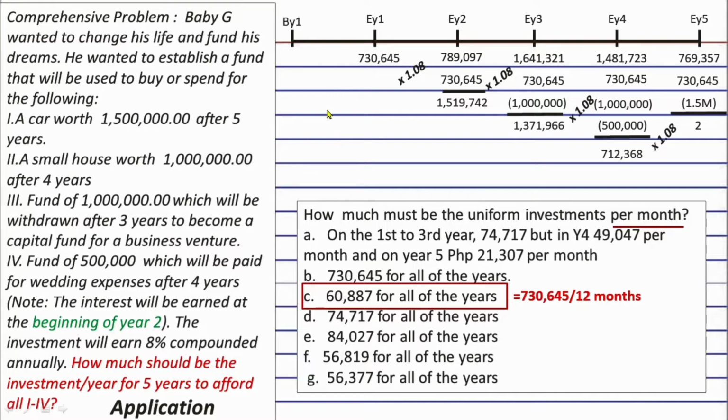So, if this is the end of month 1, then Baby G should invest 60,887 per month for 5 years beginning here in order to afford all these 4 items here in this comprehensive problem. Okay? So that's question number 1.